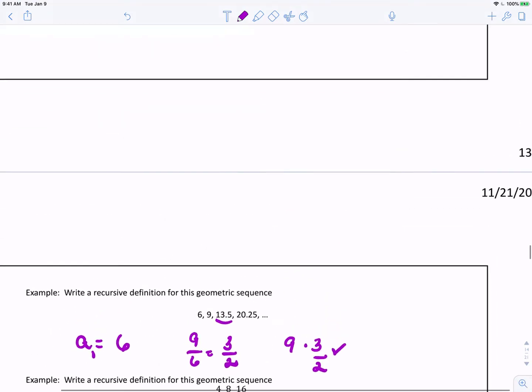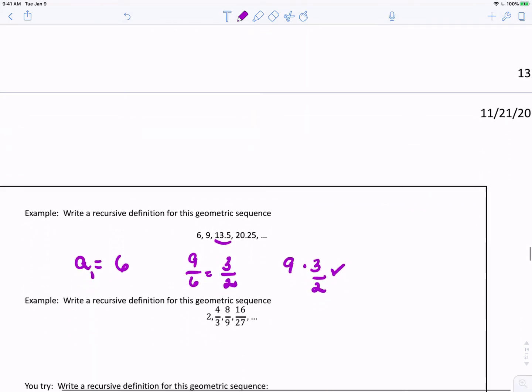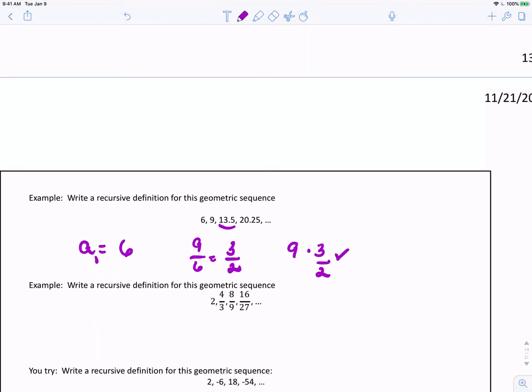So let's take a look at our recursive definition. a sub n is equal to r times a sub n minus 1. So our recursive definition would look like this. a sub 1 is equal to 6, and the next term is equal to the one that came before times 1.5.